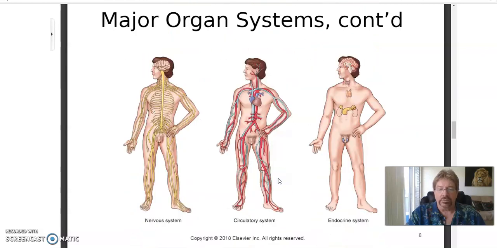Continuing onward, the nervous system, the brain, spinal cord, and all the nerves through the body. Circulatory system, the heart. Arteries are always shown in red. Veins are always shown in blue. Arteries take blood away from the heart out to the body. Veins return it back to the heart. The endocrine system, again, the complex glands and hormones of the body. The master gland is the pituitary. We have a thyroid, a thymus, adrenal glands, pancreas, testes, since this is the drawing of a male.